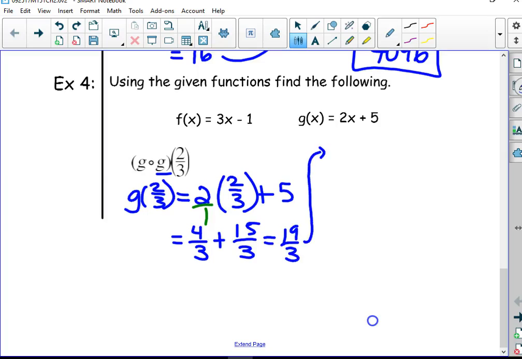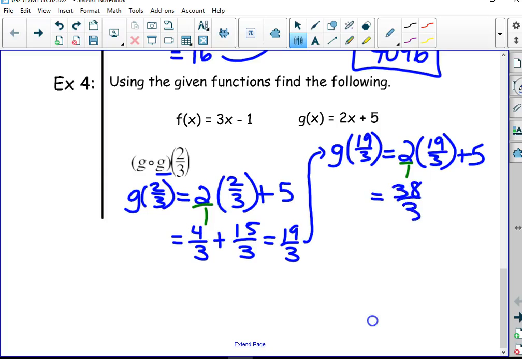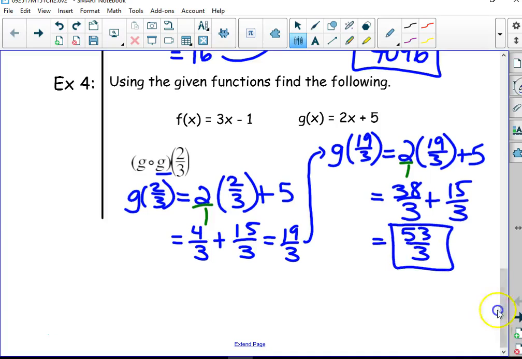Now I'm going to take that result and put it straight back into g. So g of 19/3 is 2. And again, just being careful with my fraction work. And my final answer here, it looks like it's 53/3. Okay, moving on.